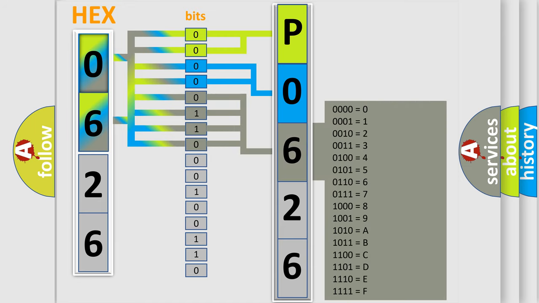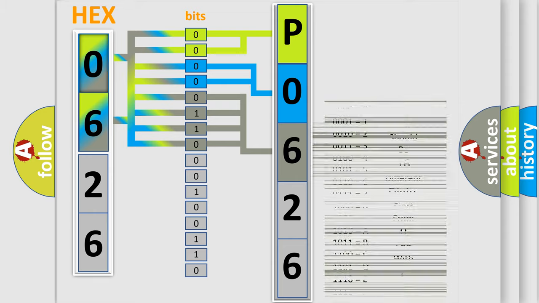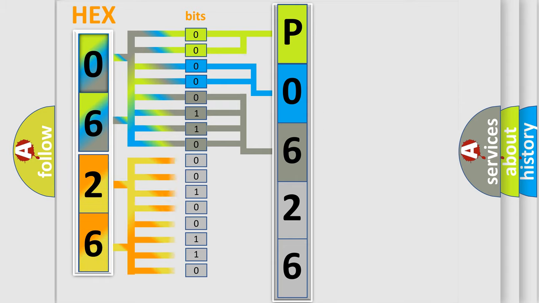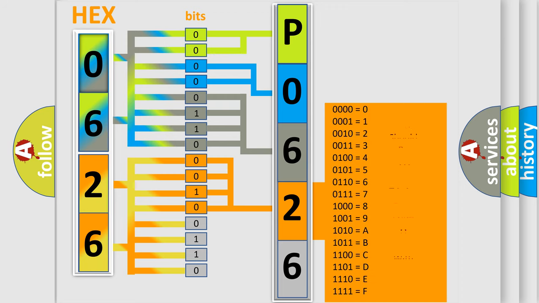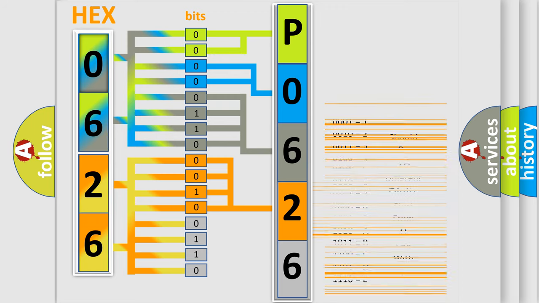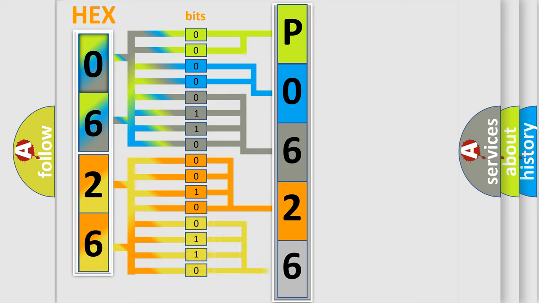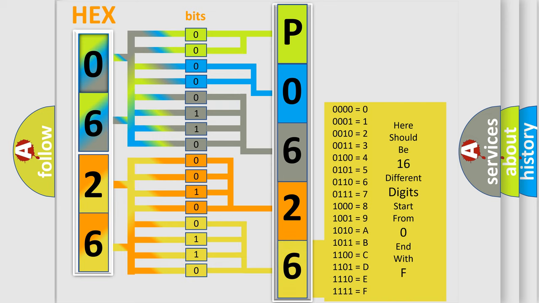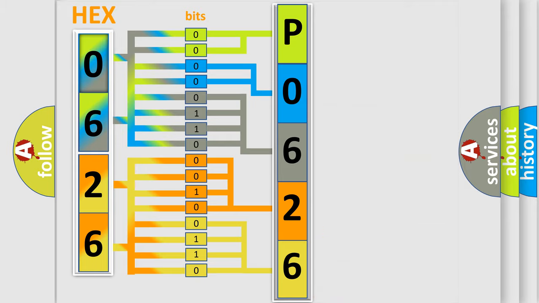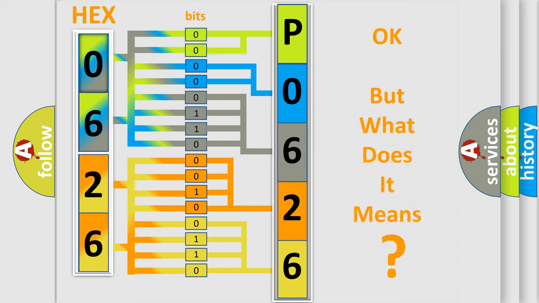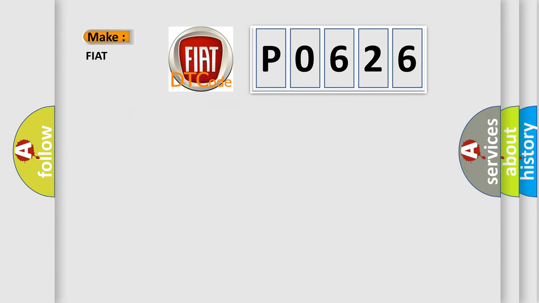The second byte is composed of a combination of 8 bits. The first 4 bits determine the fourth character of the code, and the combination of the last 4 bits defines the fifth character. A single byte conceals 256 possible combinations. We now know in what way the diagnostic tool translates the received information into a more comprehensible format. The number itself does not make sense to us if we cannot assign information about what it actually expresses. So, what does the Diagnostic Trouble Code P0626 mean specifically for Fiat car manufacturers?